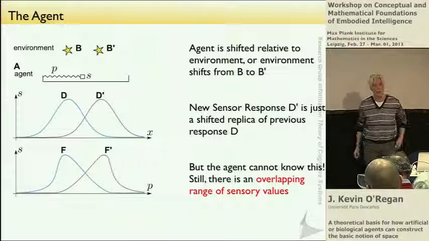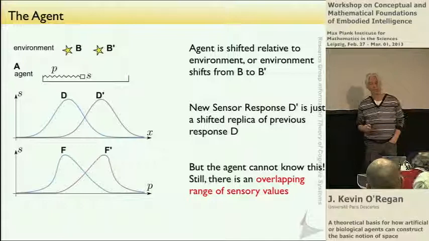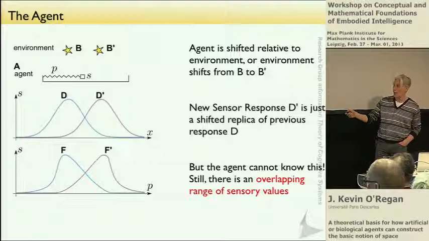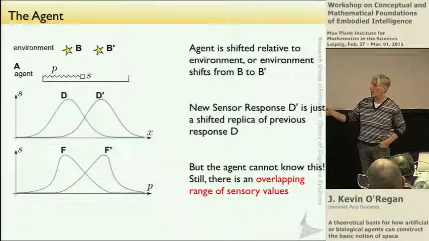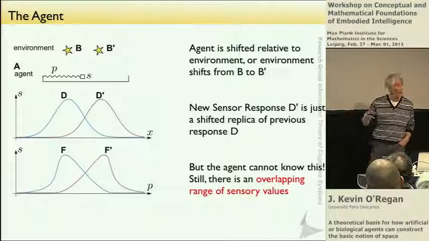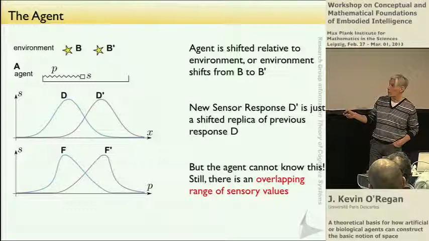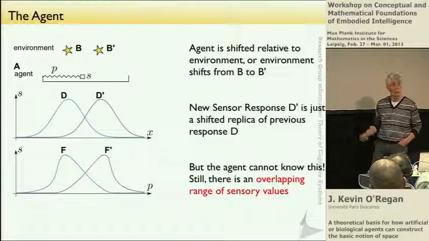Now, there is something that the agent will notice, which is very striking. And it is the fact that there's an overlapping range of sensory values. Because if the agent has not hopped too far, there will be cases when the position of the sensor relative to the environment in case B is the same as the relative position of the sensor in case B prime. If the sensor moves a bit over here, say, now it will be in the same position as it was before relative to the environment. And so, in fact, the output of the sensor will actually be the same as it was before. And in fact, there will be a whole range of sensory values which are the same as before.